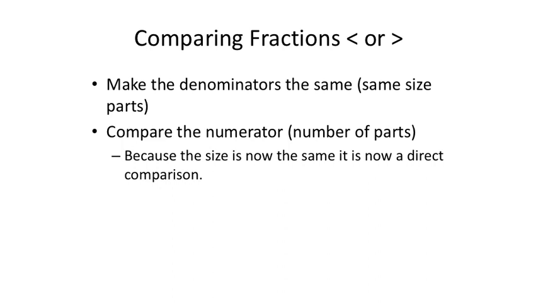After you have the same size pieces, then you can compare the numerator, because that tells you how much of it you have. So, if you have a pizza cut into fourths, which one is more, 5/4 or 3/4? Well, 5/4 is, of course. And so this is the importance of making the denominators the same.